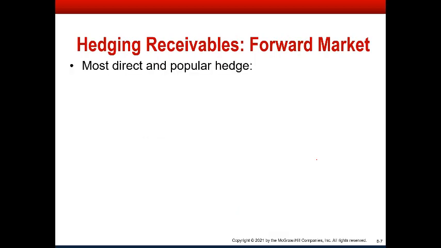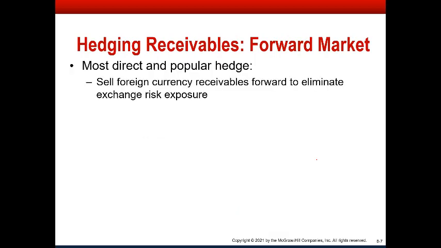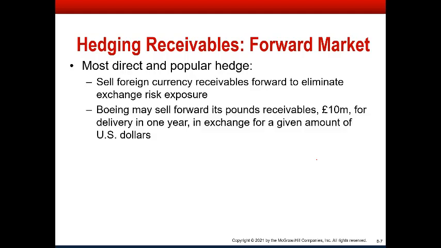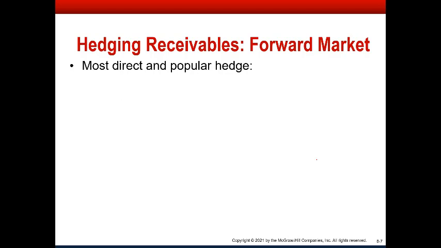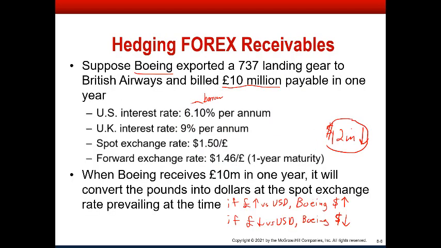Step 1, just the forward market. Most direct, popular, most easy to understand. Sell foreign currency receivables forward to eliminate the exchange rate exposure. So Boeing can sell forward its pounds receivables of 10 million pounds for delivery in 1 year in exchange for a given amount of US dollars. And of course, Boeing would sell them forward at the forward rate of $1.46 a pound.